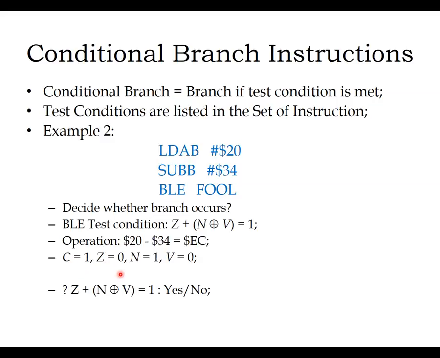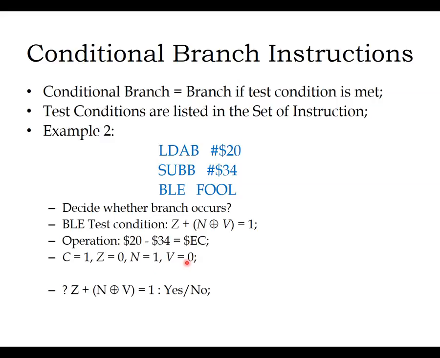Then the zero flag is clear, because the answer is not 0. The N flag is of course set. Why? Because this is a negative number. How can I tell this is a negative number? Because the left digit in the hex number is 8 or more. That is E, so that's a negative number. So I know that the negative flag is set.